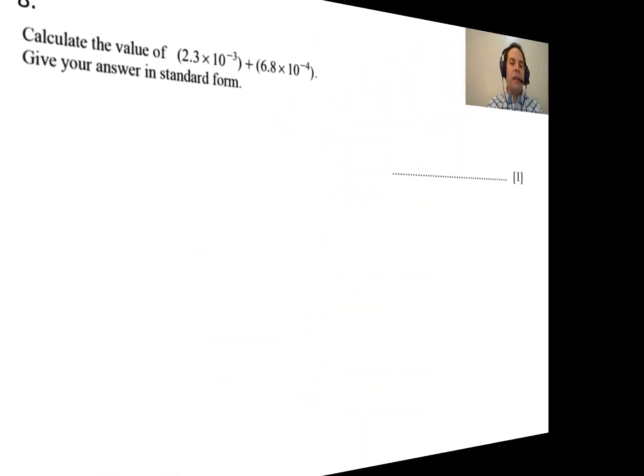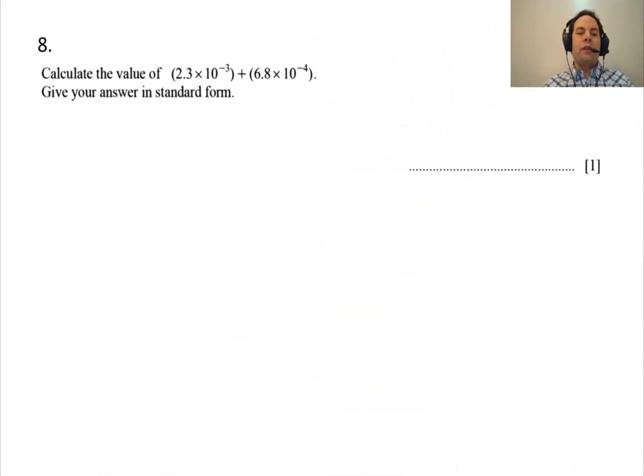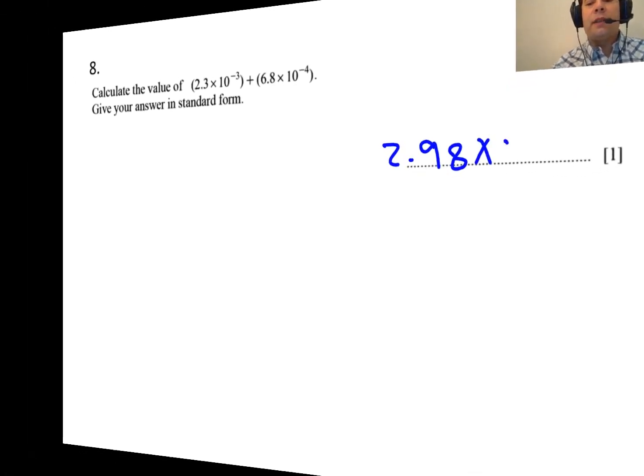Question number 8. Calculate the value of 2.3 times 10 to the power of negative 3 plus 6.8 times 10 to the power of negative 4. Give your answer in standard form. It's only 1 mark and it's written calculate, so you can use your calculator and find your answer directly and keep your answer in standard form. You will get your answer, 2.98 times 10 to the power of -3.